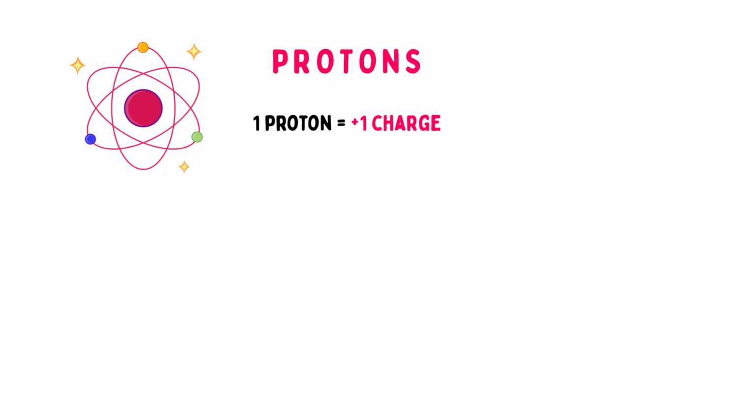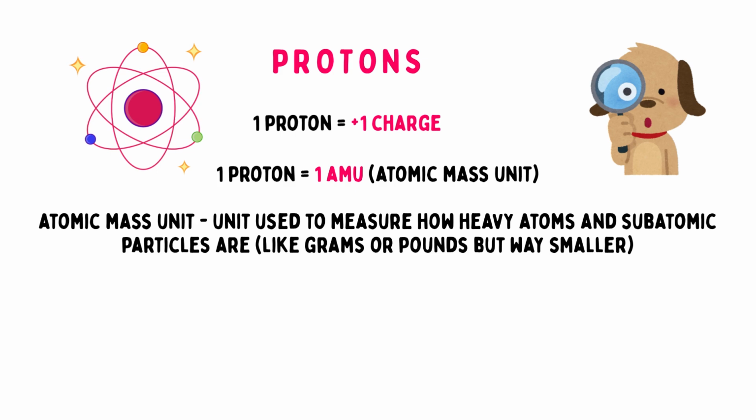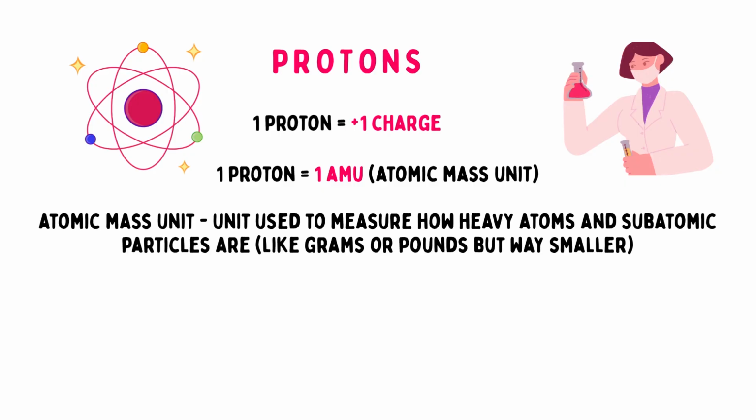Each proton has an amount of charge equal to the fundamental unit of charge, denoted as +1, and each proton has a mass of approximately 1 atomic mass unit. AMU stands for atomic mass unit. It's a tiny unit used to measure how heavy atoms and subatomic particles are. Atoms are extremely small, so using regular units like grams wouldn't make sense, so scientists created their own unit.